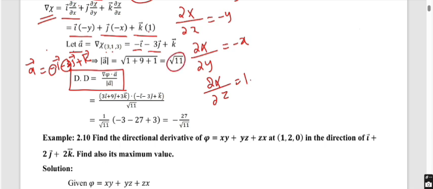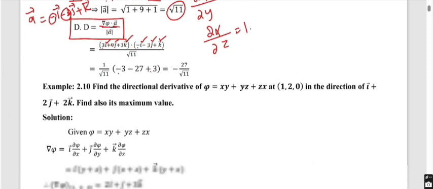We substitute all these values in the given formula. Now we multiply these two, that is del phi dot A vector. Here we have i vector dot i vector is 1. The remaining is 3 into minus 1, minus 3. Plus j vector dot j vector is 1, the remaining 9 into minus 3, minus 27. In the same way, k vector dot k vector is 1, remaining 3 into 1, 3. Divided by modulus of A vector, root 11. Here minus 30 plus 3, that is minus 27 divided by root 11.